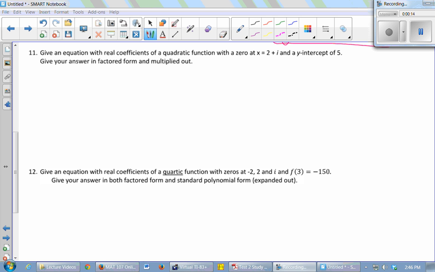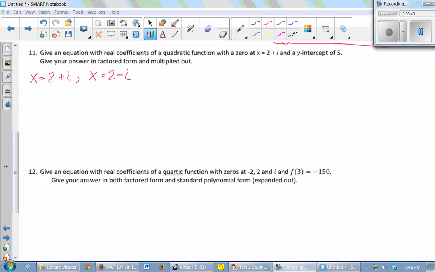All right, well, if they've given me a 0, I know a factor, right? I know one of my factors. Since it's quadratic, it's degree 2, it's going to have 2 zeros and 2 factors. And I know that complex zeros always come in conjugate pairs. So if I have x equals 2 plus i as a 0, then x equals 2 minus i is also a 0. And if I know zeros, then I know factors.